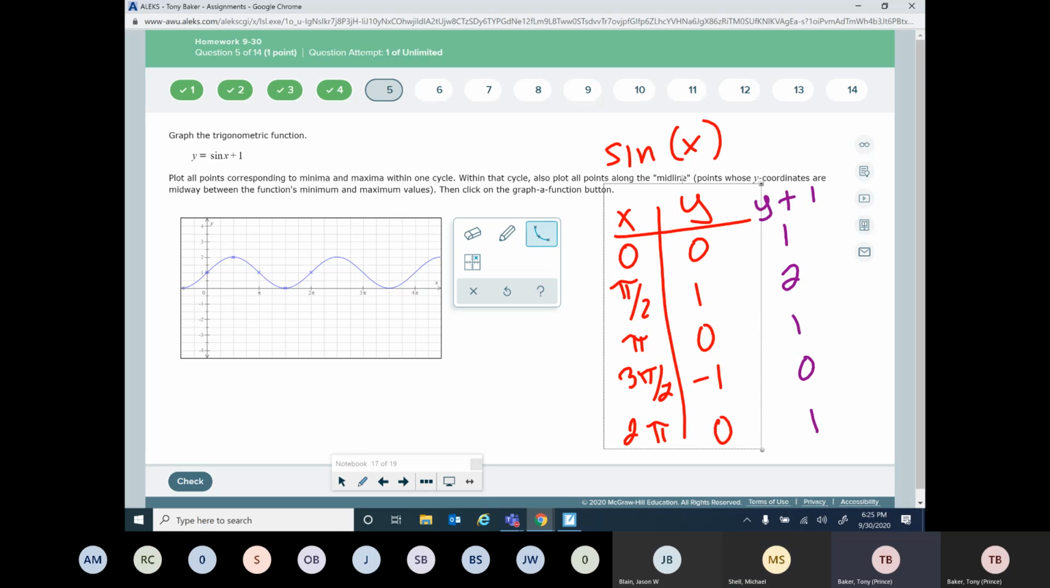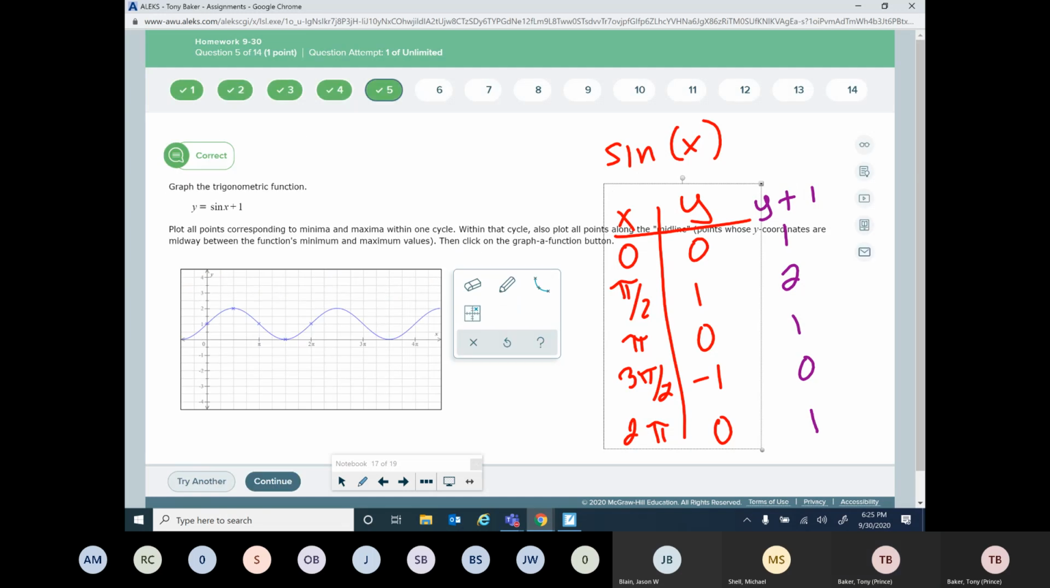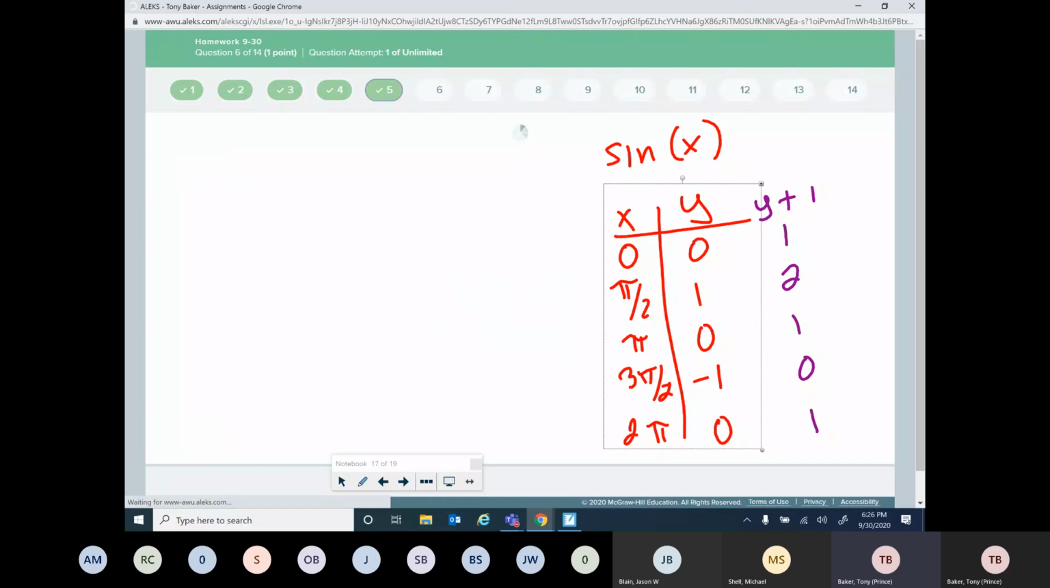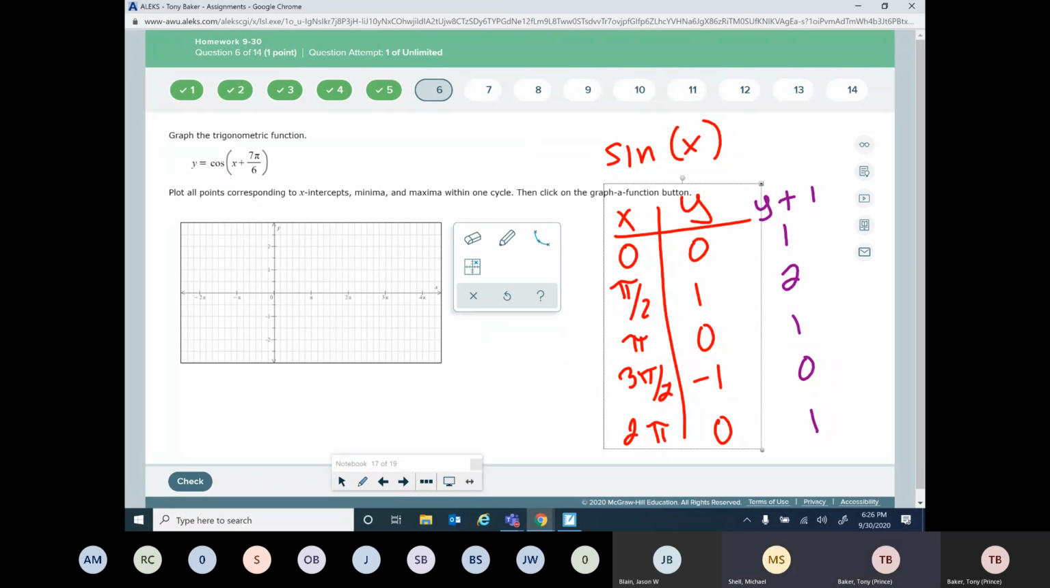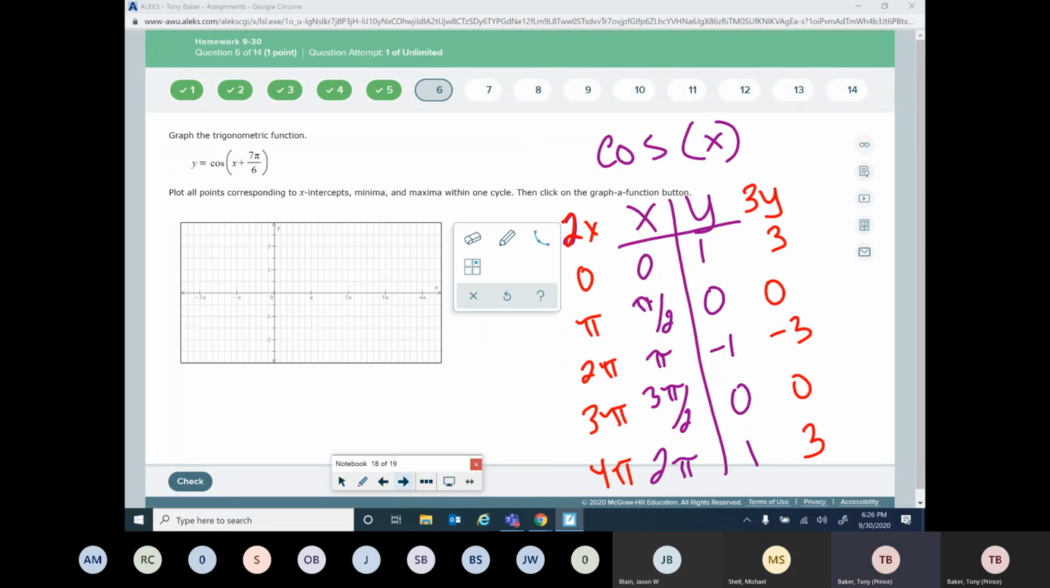The shifting and stuff like that, when we're looking at these graphs, is going to come in handy at the end when we have to take a graph and write the equation for it. So we're going to look at how it shifts and how it moves to come up with what my equations are. All right, so this one's a cosine one.